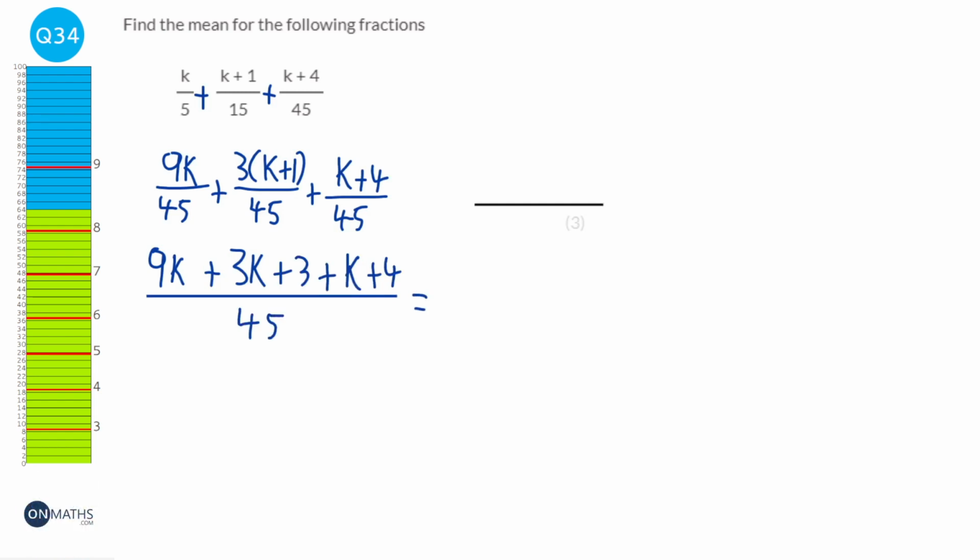And then we're going to do 9k plus 3k plus k, which is going to be 13k. And then 3 plus 4, which is just 7 over 45. So the sum of them is 13k plus 7 over 45. So to work out the mean, we need to divide it by 3.